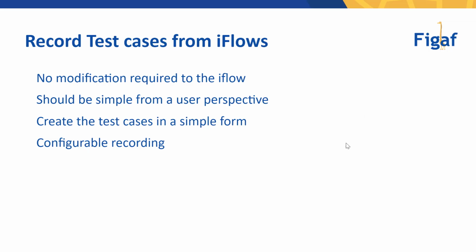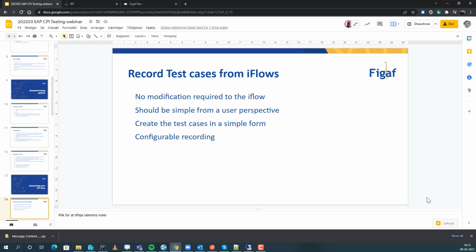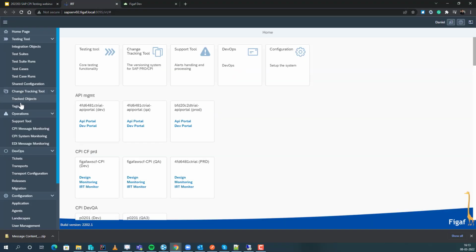So let me show you how easy it is to actually run a test case of the scenario we have before. So here we have the Figaf tool. It's a standalone Java application. You can run it in Cloud Foundry and then connect it to your CPI systems, whether it's a Neo or Cloud Foundry. It works on all of these systems.